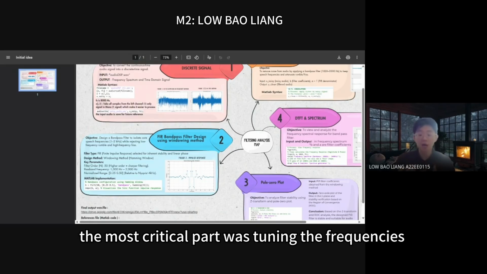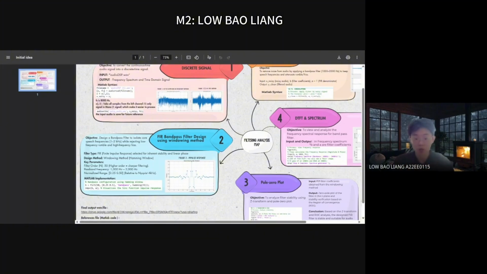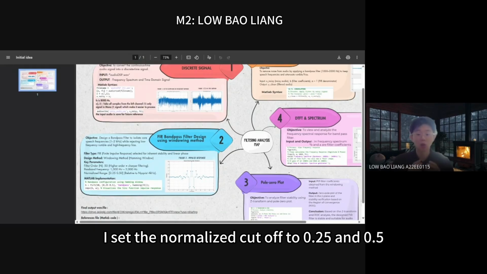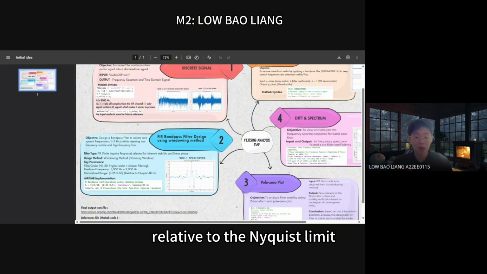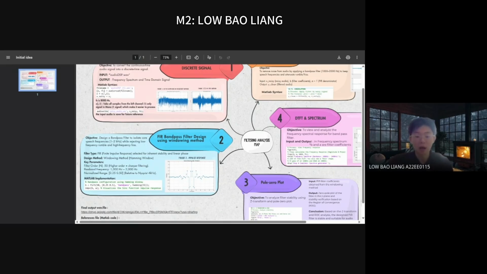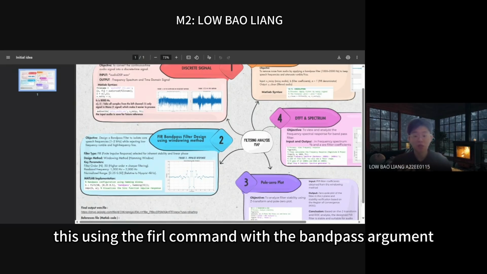The most critical part was tuning the frequency. Through trial and error, we found that the speech intelligibility lay between 1000 Hz and 2000 Hz. I set the normalized cutoff to 0.25 and 0.5 relative to the Nyquist limit. This effectively isolates the voice while rejecting the muddy noise below 1000 Hz and the static above 2000 Hz. In MATLAB, I implemented this using the fir1 command with the bandpass argument.